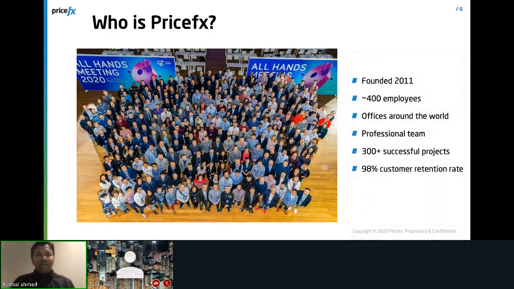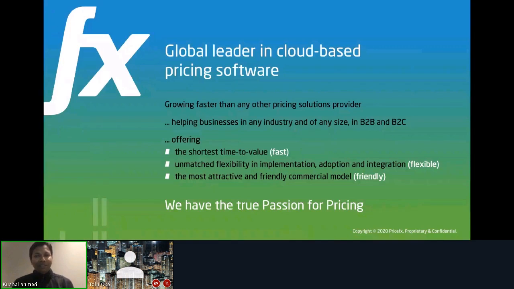And as you might have already noticed, PriceFX is the global leader in cloud-based pricing solutions, especially for price optimization from machine learning and artificial intelligence perspective. And we are growing faster than any other pricing solutions provider. Our solution fits for both B2B and B2C, and it is an industry agnostic solution. It works for any industry of any size.